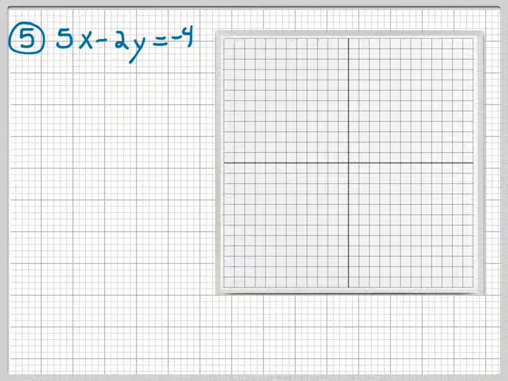So the original problem is 5x minus 2y equals negative 4. Directions tell us to graph this equation. To do that, we're going to put it in slope-intercept form. Remember, slope-intercept form looks like y equals mx plus b. That gives us our slope and our y-intercept, and it's the best form to graph from.